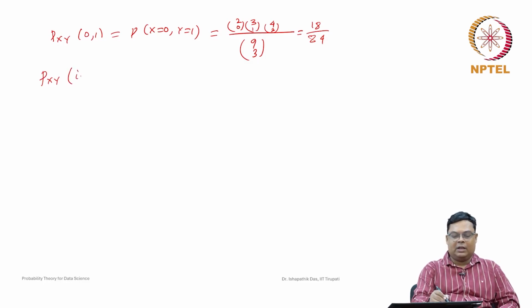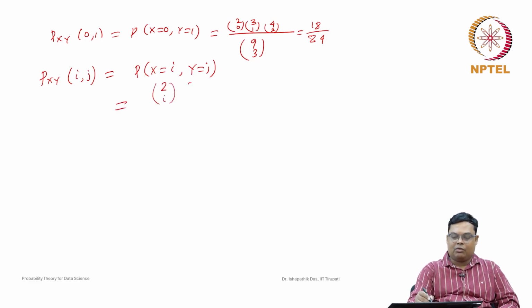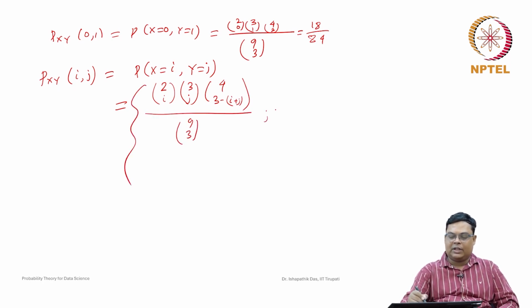So, generally we can write P_XY of i, j. P_XY of i, j is nothing but the probability that X is equal to i and Y is equal to j. Out of 2, i red balls are chosen, out of 3, j balls are chosen, and the remaining out of 4, which will be the total 3 balls minus i plus j. So this is the combination, and this is nothing but over 9C3.